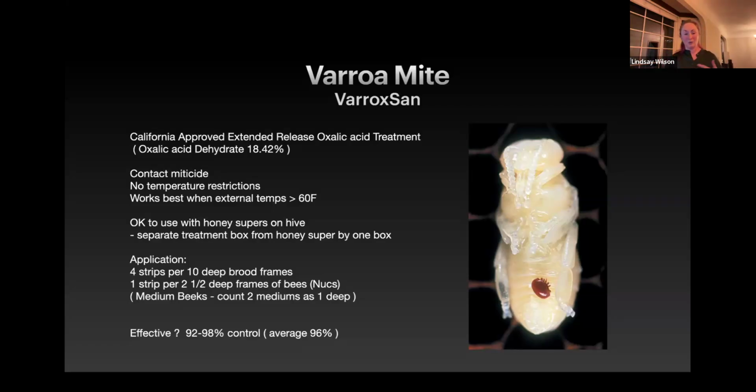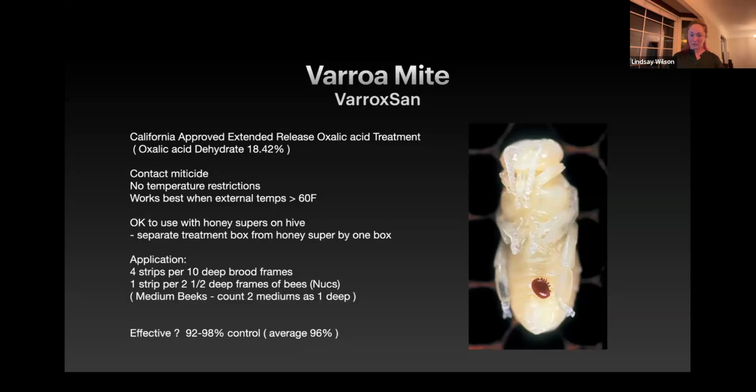California has just now approved long extended release oxalic acid. I know some beekeepers have been making their own sponges or treatments for some time. It was technically not approved. Lots of folks were using it, and it seemed to work really, really well. But thankfully, it's now approved.